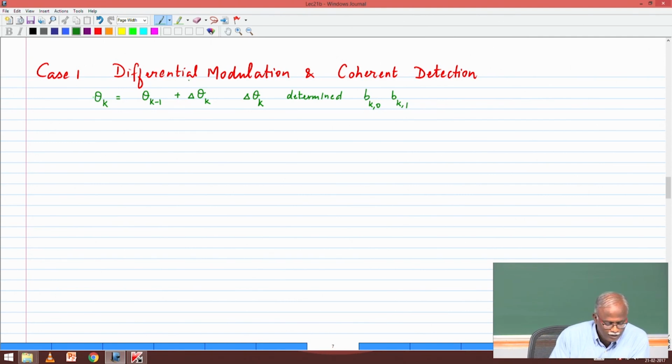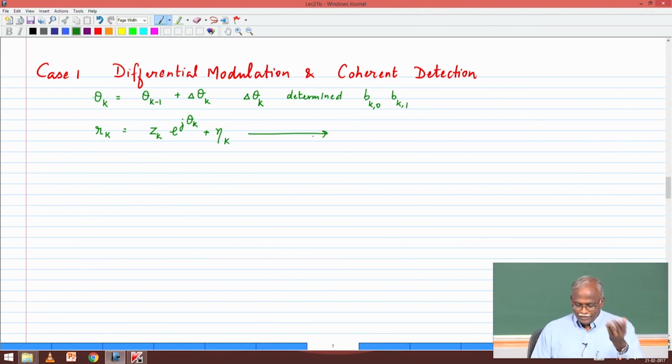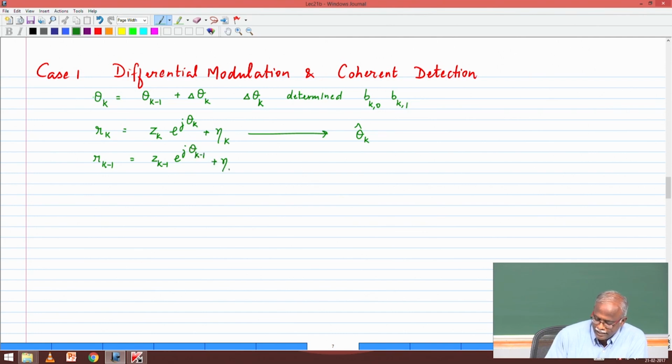Given this scenario, the coherent detection mechanism says: what's the received symbol at time instant k? It's a complex scale factor, which I can write as alpha e power j phi, I'm just writing it as phi k for simplicity, e power j theta k plus eta k. That's my received symbol at time instant k. What does coherent detection do? Coherent detection says, I will tell you what zk is, you tell me what theta k is. So the coherent detection mechanism will help me get an estimate of theta k at time instant k. Now, at time instant k minus 1, it is zk minus 1 e power j theta k minus 1 plus eta k minus 1. That is the equation for the received symbol at time k minus 1.